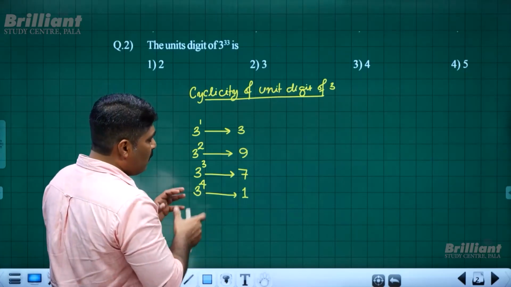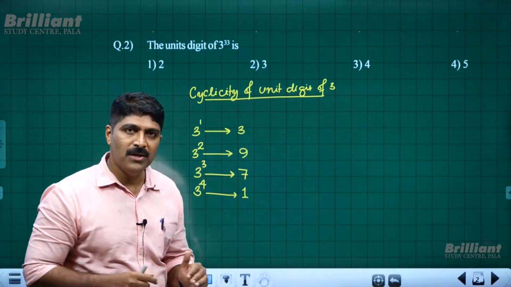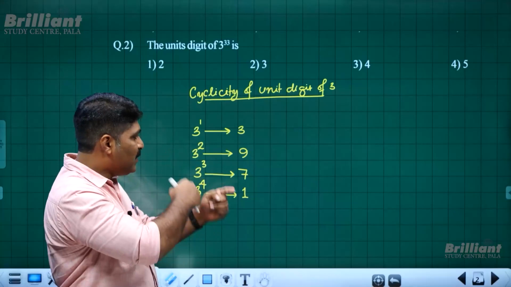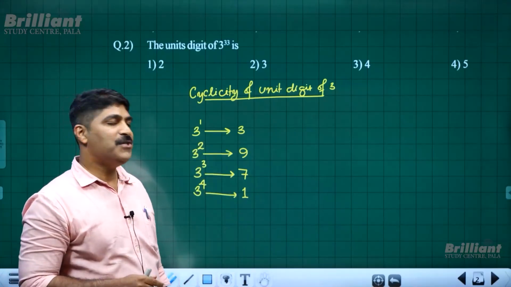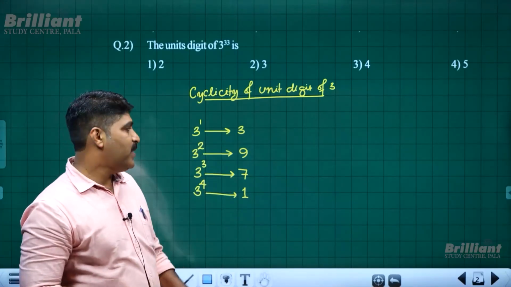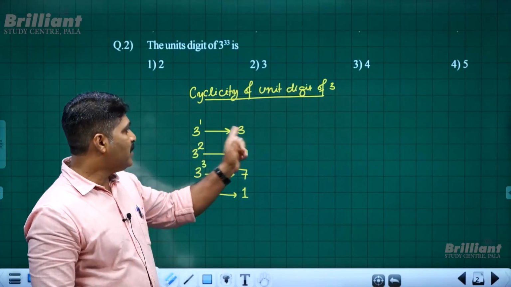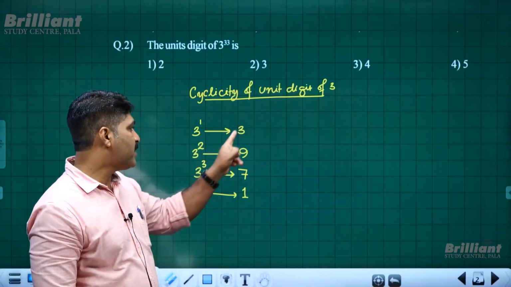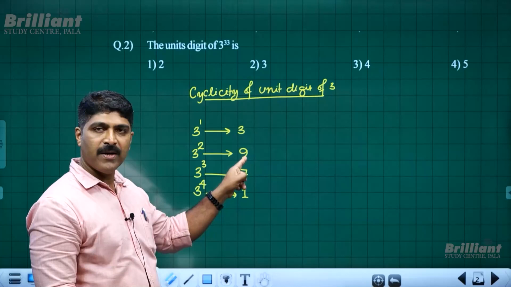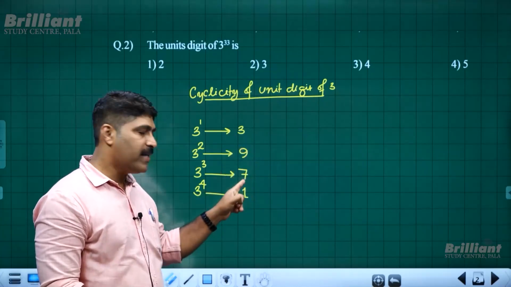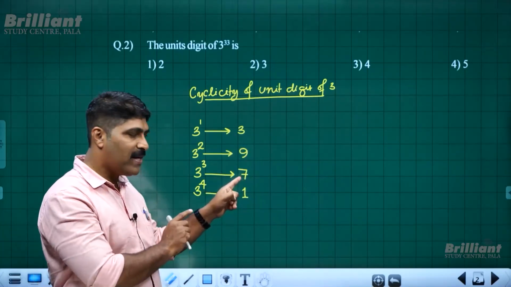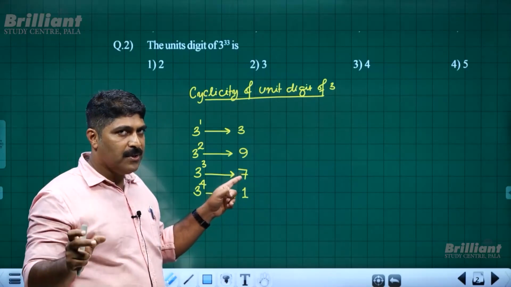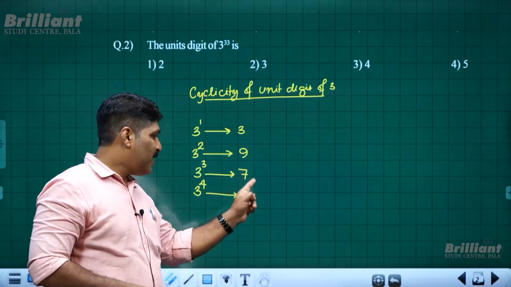So whenever we get a 1 as a unit digit, the cyclicity, the repetition, will start there. Otherwise, we simply consider 3 raised to 1 is 3. 3 square is simply multiplying this 3 by 3, that will be equal to 9. This 9 into 3 is 27, you have to write only 7. You just focus on the unit digit part of each number. This is 3 into 7, 1.